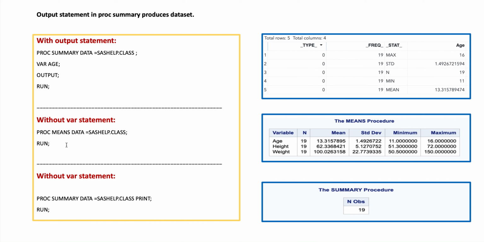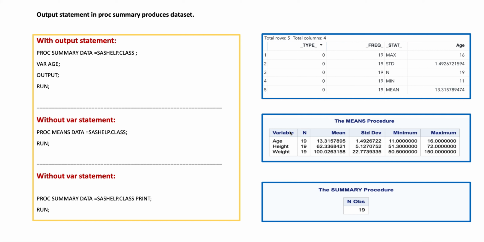Let me use this code here: proc means data=sas.class; run. We have not provided any var statement here. By default, it will produce the statistics of all numeric variables. When we run this fourth set of code, the result is as shown in the second table on the right side.